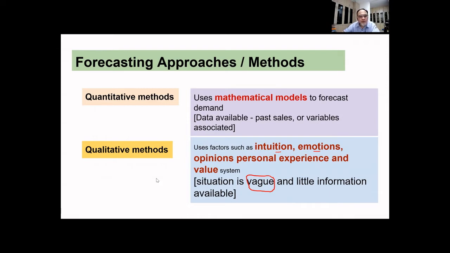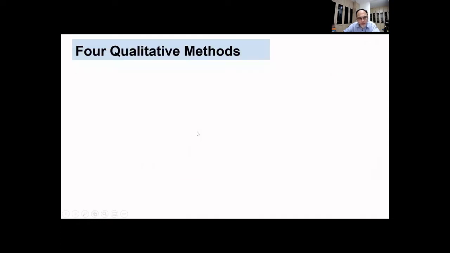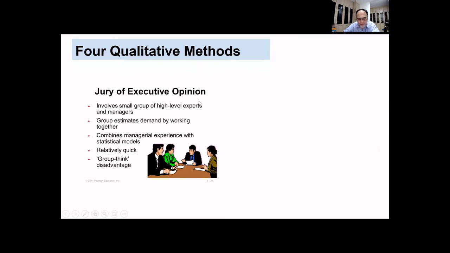Okay, so we'll go into these methods one by one, those which I want to introduce to you. We'll start off with the qualitative methods first. I picked this up from the slides, and I'm not going to add anymore. There are 4. One is the jury of executive opinion. This is opinions. It involves a small group of high-level experts and managers. If you want opinion, you want to get it from experts and also someone who has knowledge about the issue or the problem.